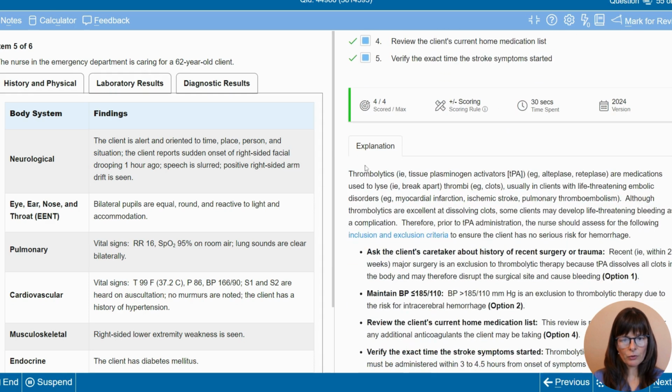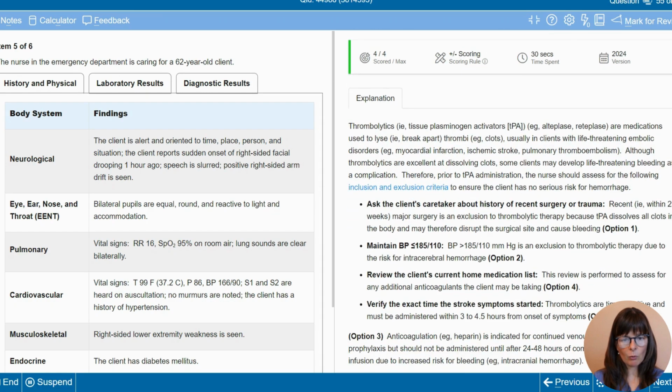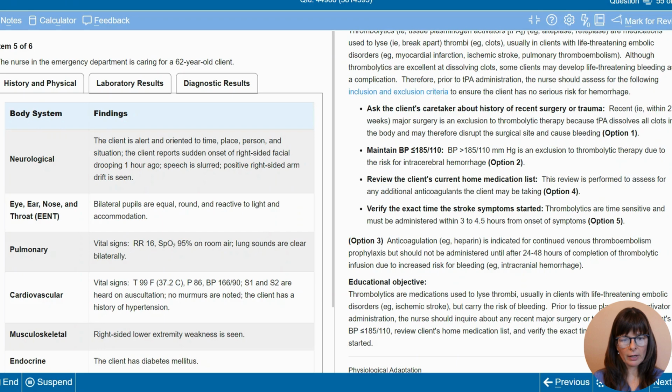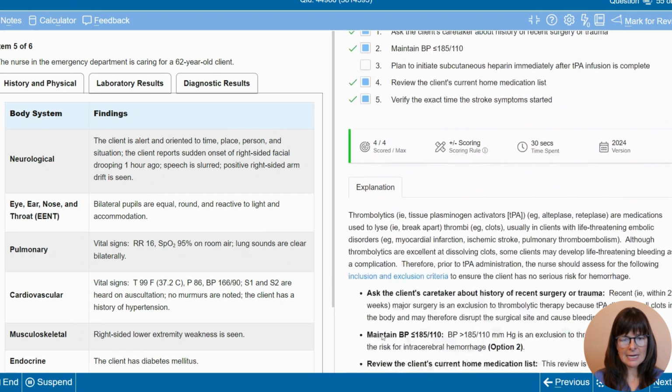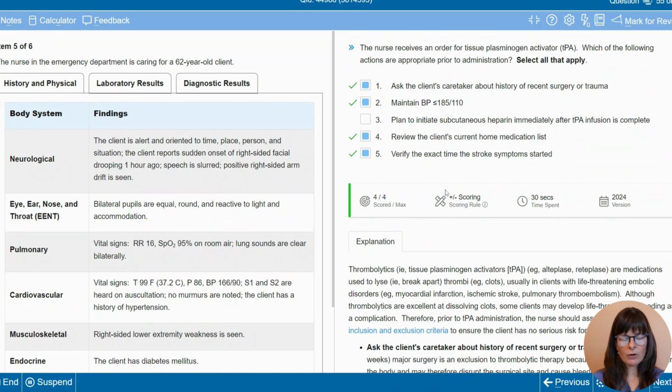And so again, over here, we get the explanation of what thrombolytics are, why the correct answers are right, and why option 3 is wrong. And this applies to the physiological adaptation category of the NCSBN's client needs. So now we've accomplished number 5 of the 6 cognitive skills. Please check back in the next video where we go into finishing this case study and explore the 6th cognitive skill.